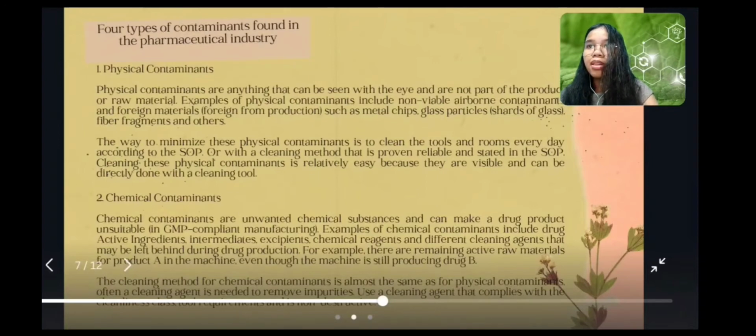The cleaning method for chemical contaminants is almost the same as for physical contaminants. Often a cleaning agent is needed to remove impurities. Use a cleaning agent that complies with the cleanliness class the tool requires and is non-residual.